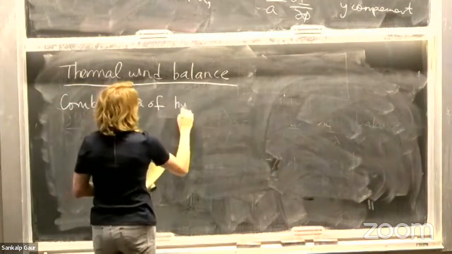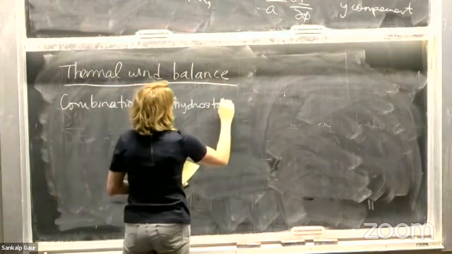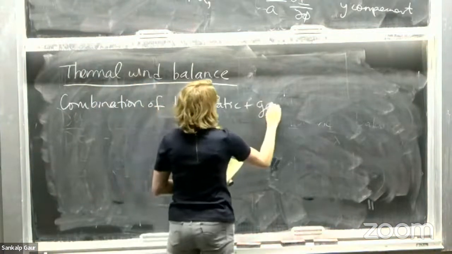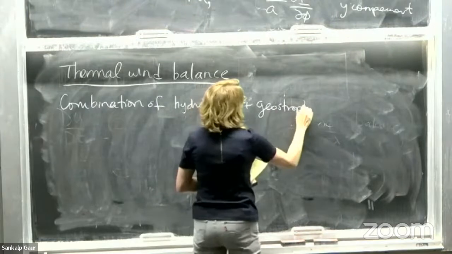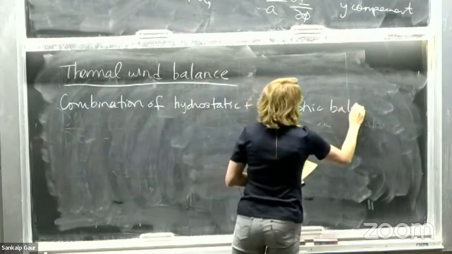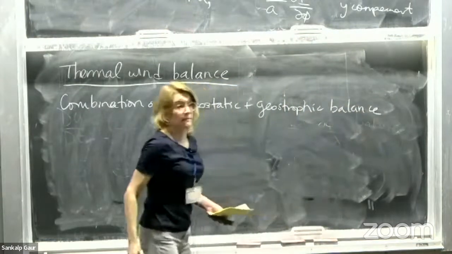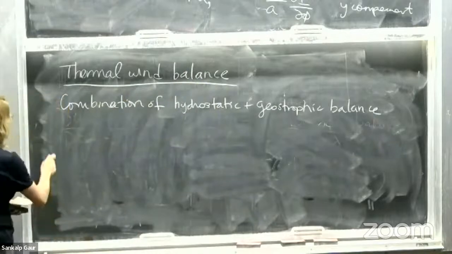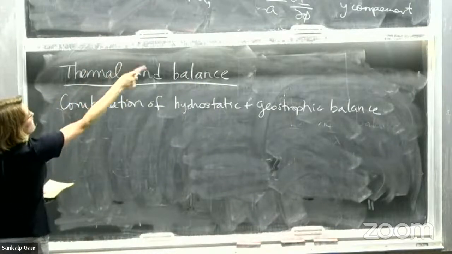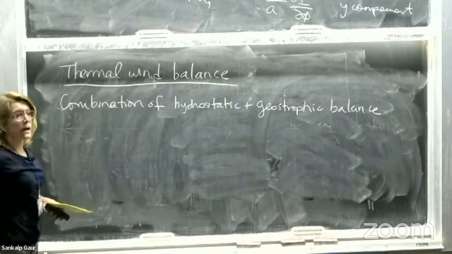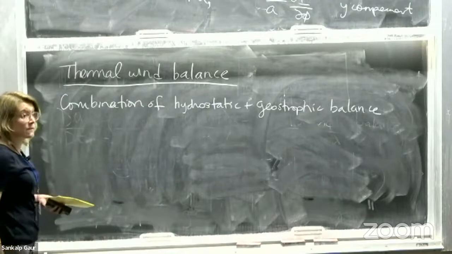Of the dominant hydrostatic balance in the vertical plus geostrophic balance in the horizontal. So this is a pretty easy derivation, so I'll go ahead and do it. Starting from these two equations of geostrophic balance, we take the pressure derivative.